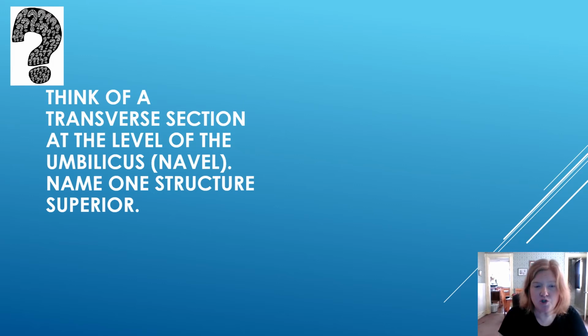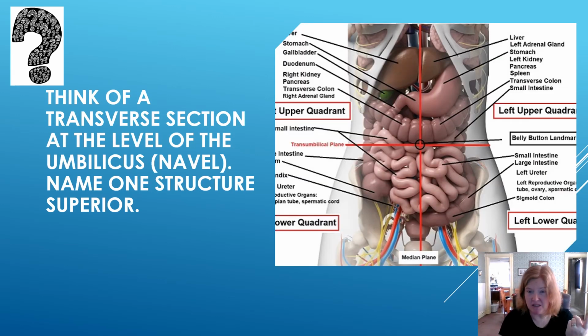Name one structure that would be superior. So think of anything. What would be superior? Lots of things. Heart, lungs, eyeballs, nose, mouth, lots of things, okay? It doesn't have to just be in the abdomen.